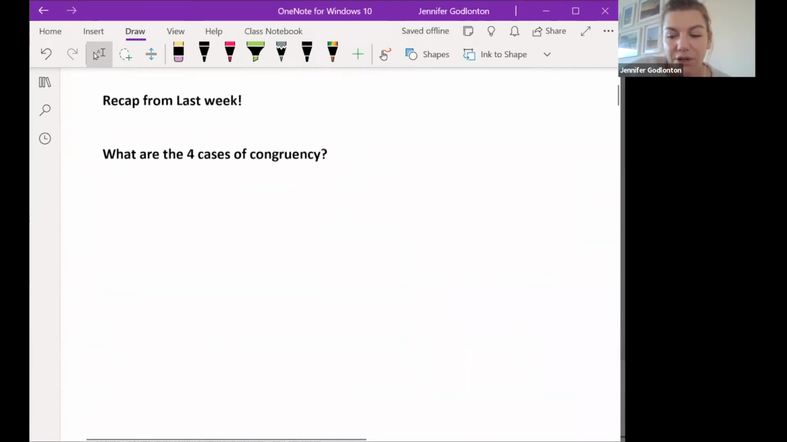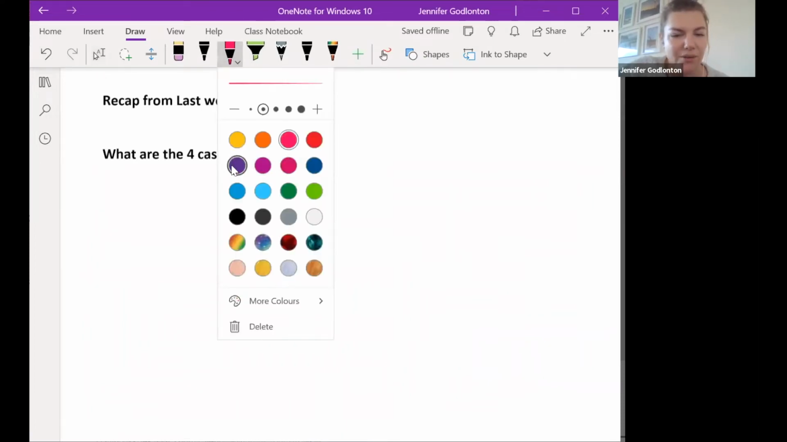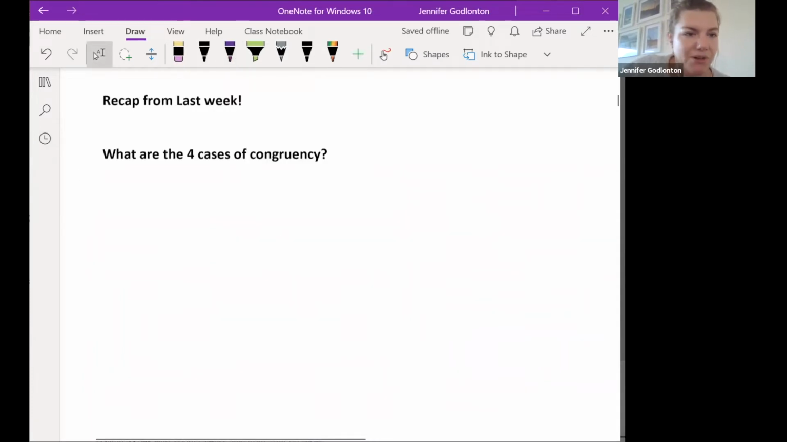Bunch to get through. We're going to start with something nice and easy. What are our four cases of congruency? Just zoom through them for me. You can pop them in the chat or you can pop your hand up. I just want to know what my four cases are. Yusuf, what are my four cases of congruency?